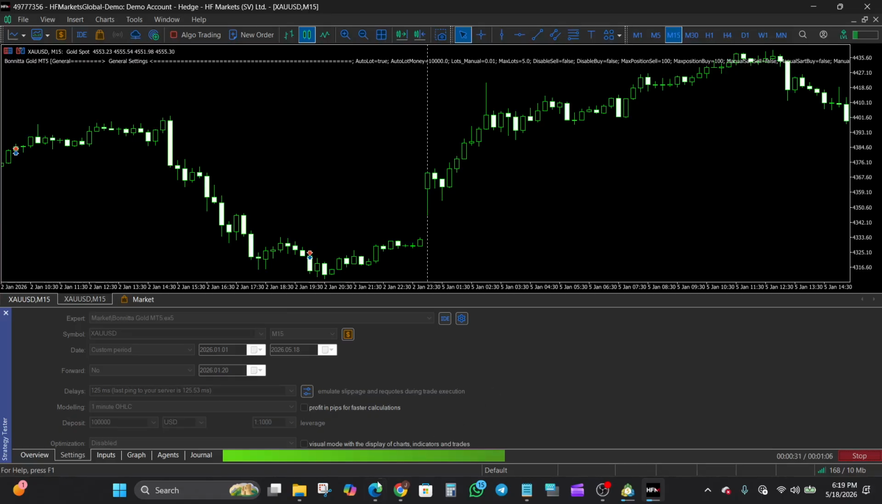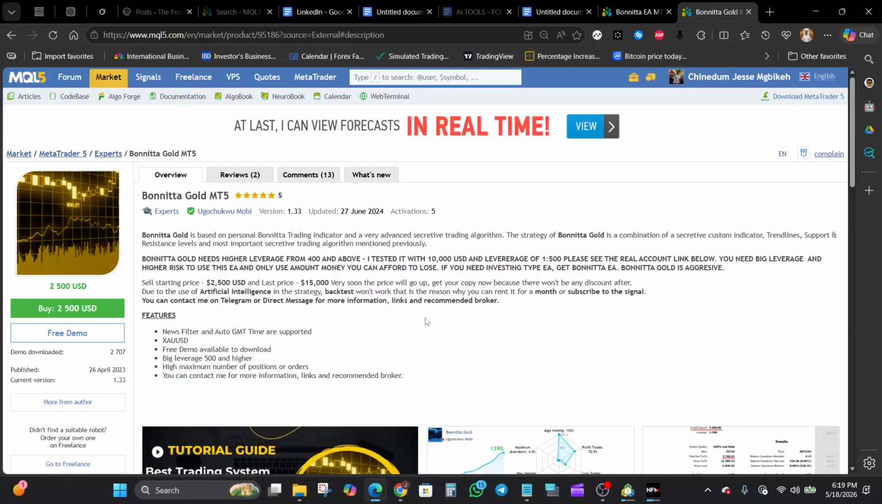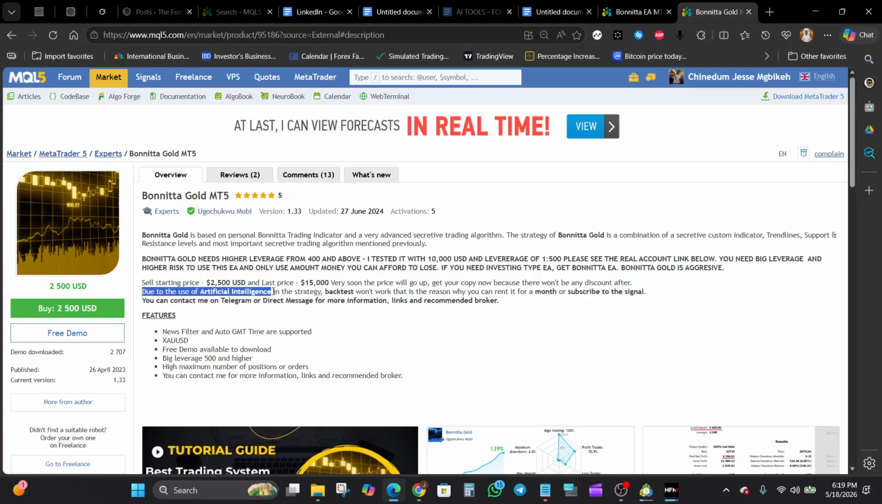All right, but in my opinion, I think this is quite a risk, right? At least you should be able to get reasonable, or rather substantial, information from backtesting without needing to pay any money, right? Because here now, the information says that due to the use of artificial intelligence in the strategy, backtest won't work. That is the reason why you can rent it for a month or subscribe to the signal.